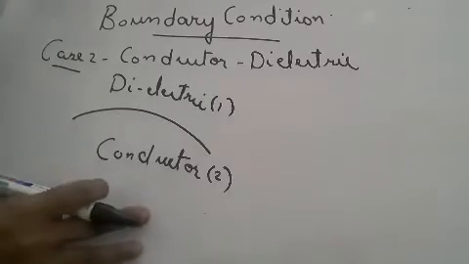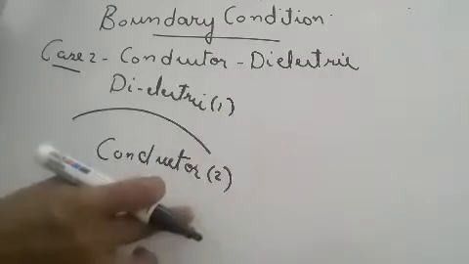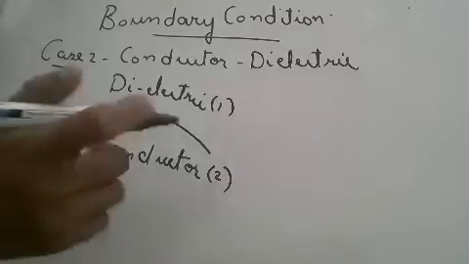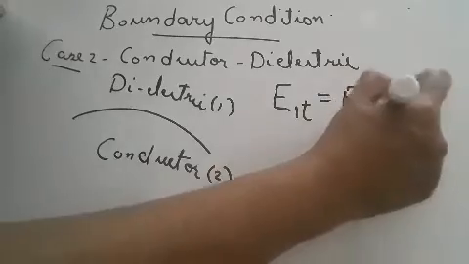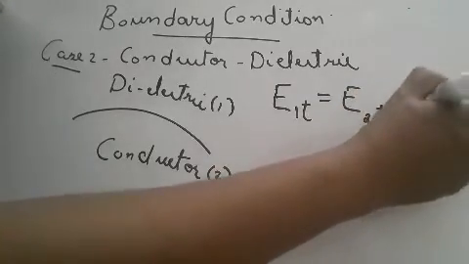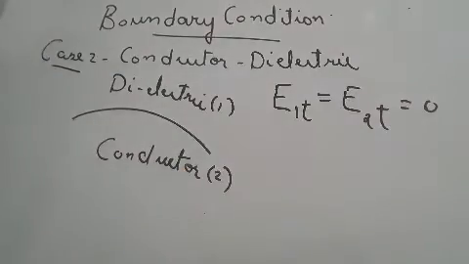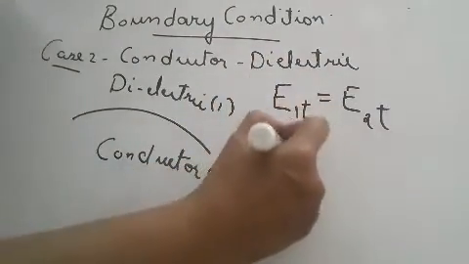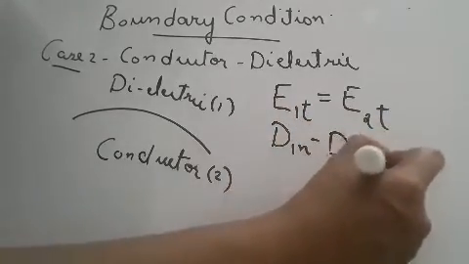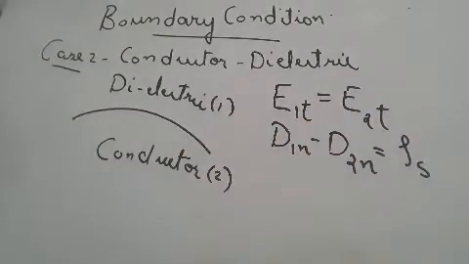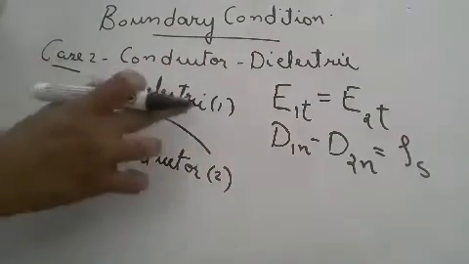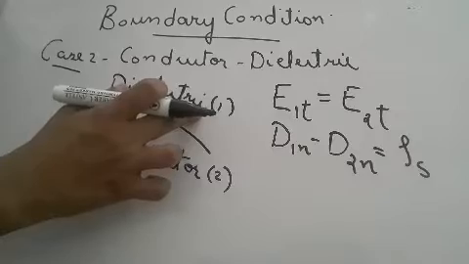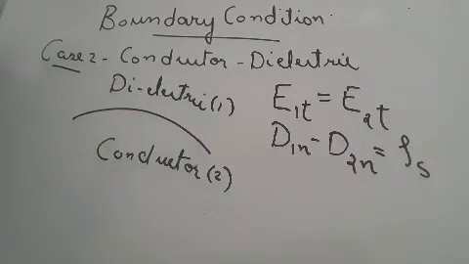In this case, we have to derive the boundary conditions. The first medium is dielectric and the second medium is conductor. We derive the equation for electric field intensity as E1T is equal to E2T, and D1N minus D2N is equal to rho S. From this, consider in this particular case, dielectric is medium 1 and conductor is medium 2.